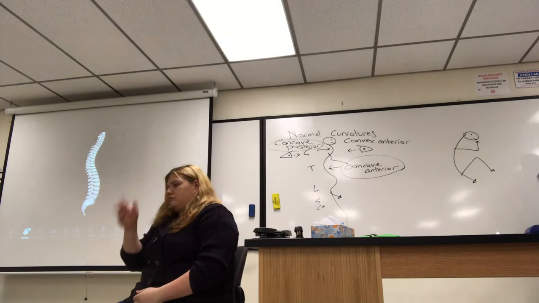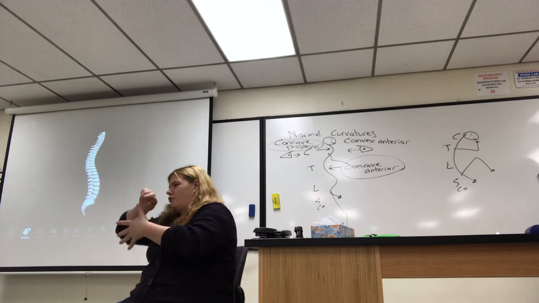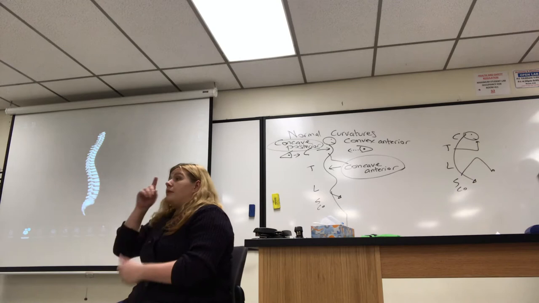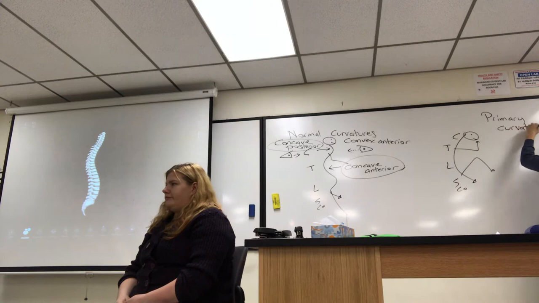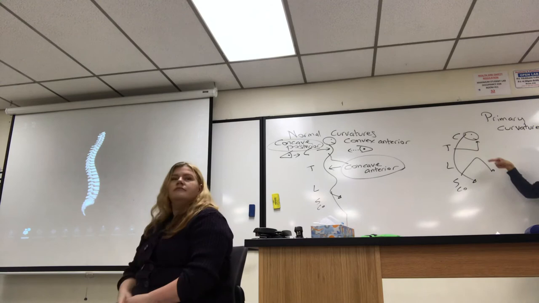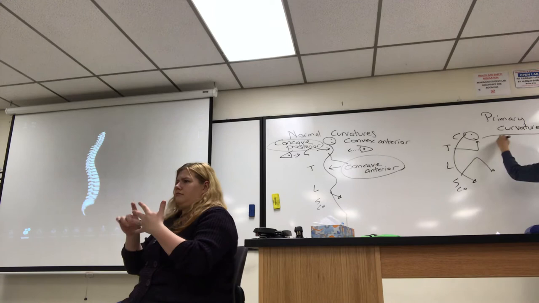And it's the same regions: cervical, thoracic, lumbar, sacrum, coccyx. Okay. Because this curvature was there first, they call this the primary curvature. Primary being there first. Turns out the thoracic and sacral curvatures remain throughout adulthood, the same convex anterior curvature. So the primary curvatures are of the thoracic region.